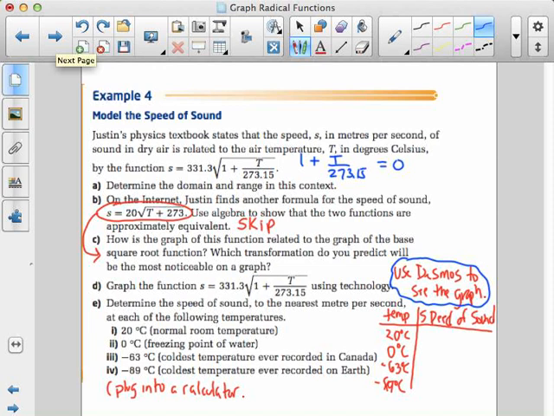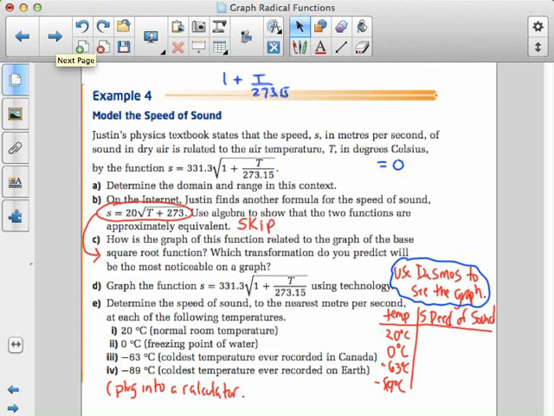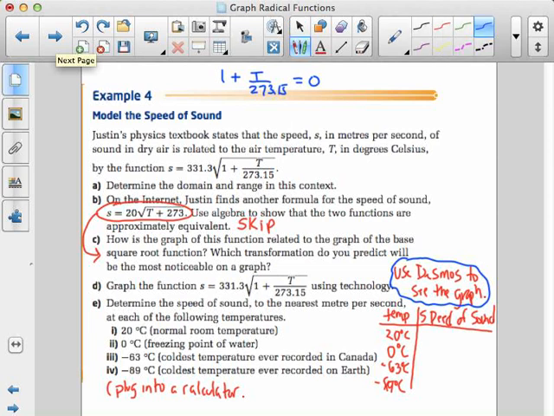Now this would be a lot easier to solve as a proportion, right? So let's move the 1 over as a rational function. So let's subtract 1 from both sides. And I don't know if I have space here. Here, I'm going to do it up here. I think I gave you space. I didn't give me any space. So now let's subtract 1 from both sides. So we have t over 273.15 is equal to negative 1.